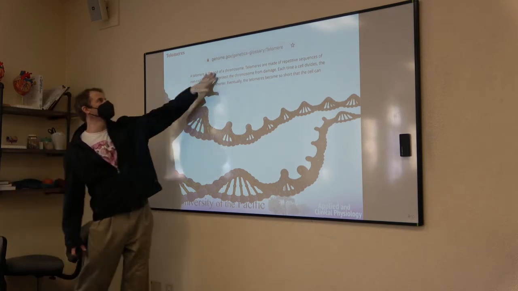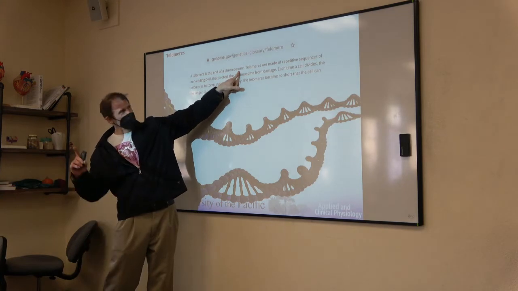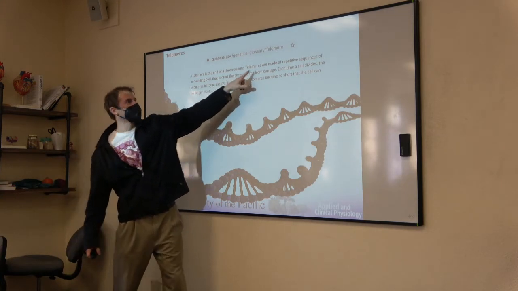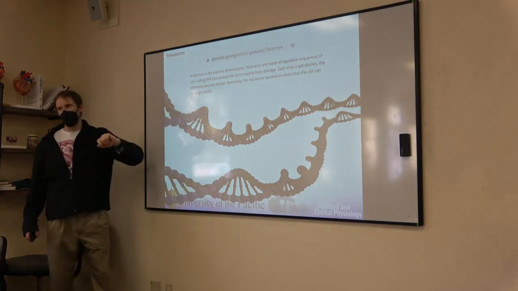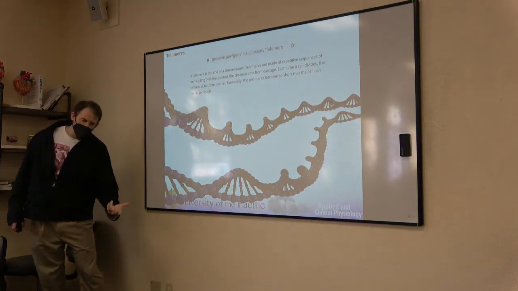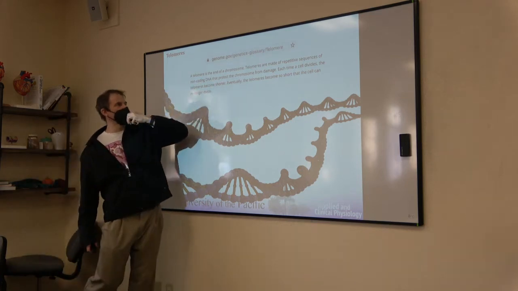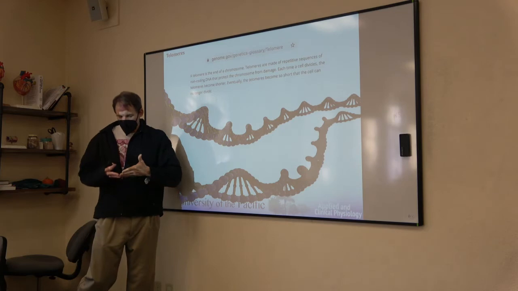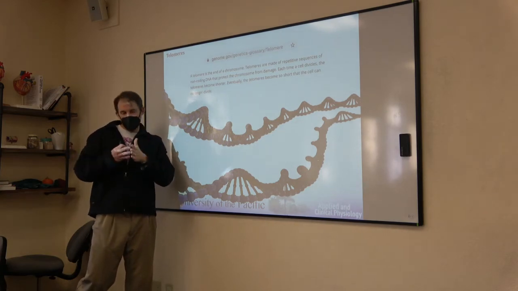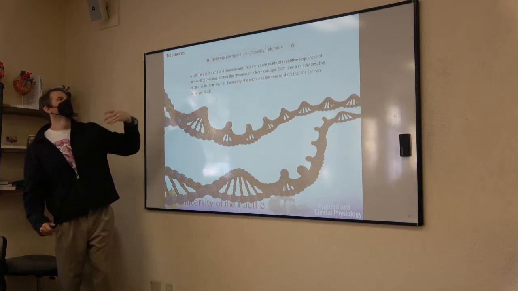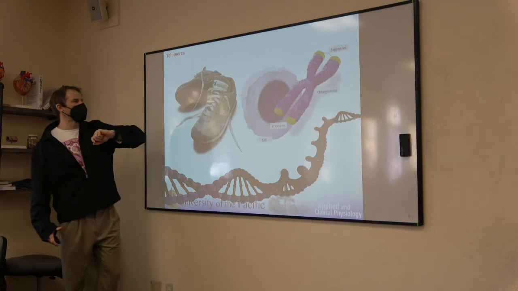So this is genome.gov. It's the end of a chromosome, a telomere. They're made of repetitive sequences of non-coding DNA. So these telomeres do not code for proteins, but they protect the chromosome from damage. Every single time the cell divides, the telomeres shorten, and they get shorter and shorter until you can no longer divide.